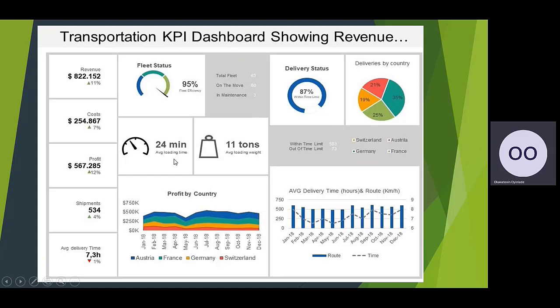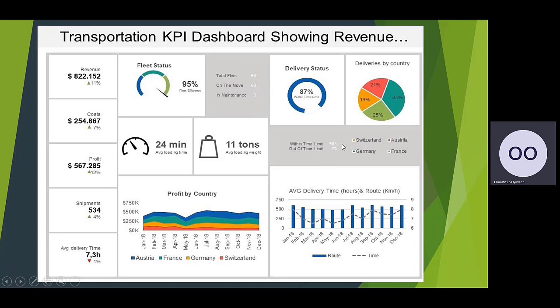Then average loading time. You can look at average loading time. From this data, it is saying 24. Average loading weight, 11 tons. Delivery status. You can see delivery by country. Oh, we have Switzerland 21%, Germany 35%, Austria 25%, France 19%.